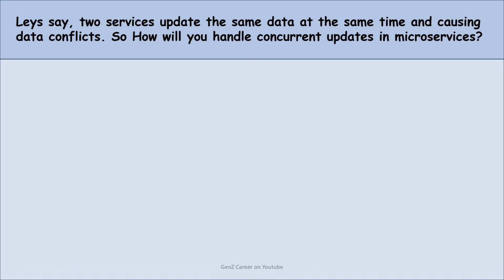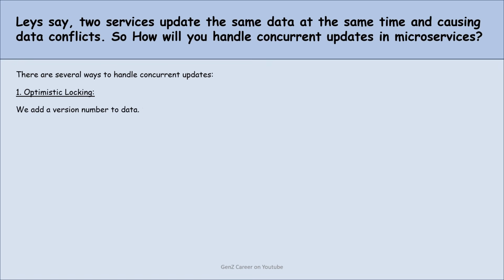Okay. Let's say two services update the same data at the same time, causing data conflicts. How will you handle concurrent updates in microservices? This is a very interesting question. Guys, there are several ways to handle concurrent updates. First is optimistic locking. Here we add a version number to the data. When updating, check if the version is still the same. If changed, then reject and retry. Are you getting my point?